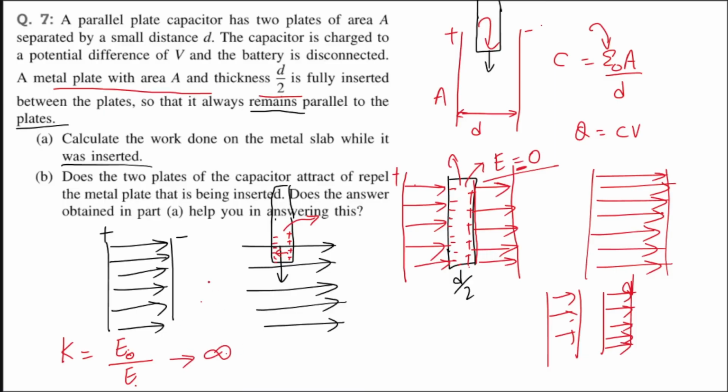Now we need to calculate the work done on the metal slab while it was inserted. So while you are trying to insert it, will it be a natural process or a forced process? Like you hold a ball and you're just dropping it. So it's a natural process because the moment you drop it, you don't need to do any work in order to bring it down to the ground. Rather, gravity will be there to assist you in that process, right?